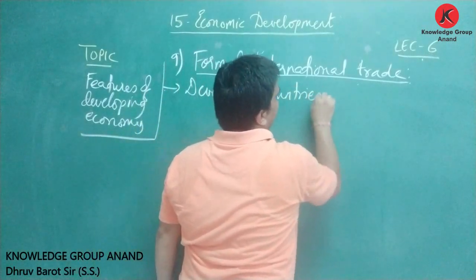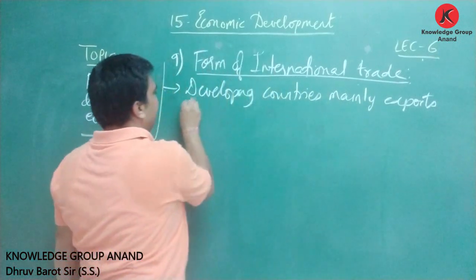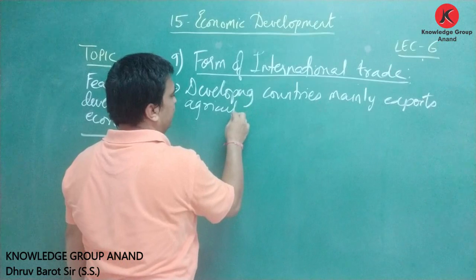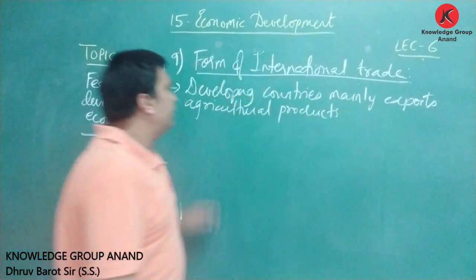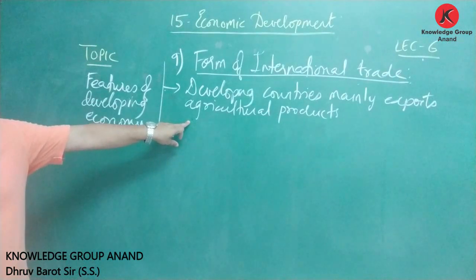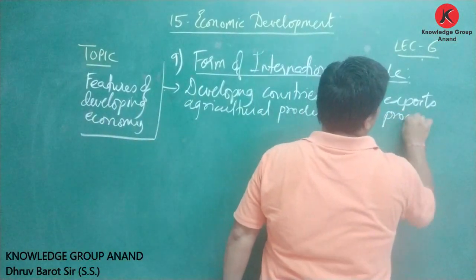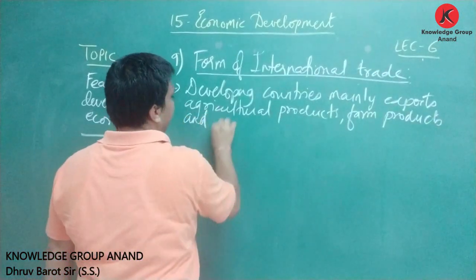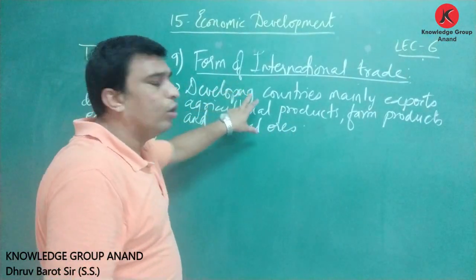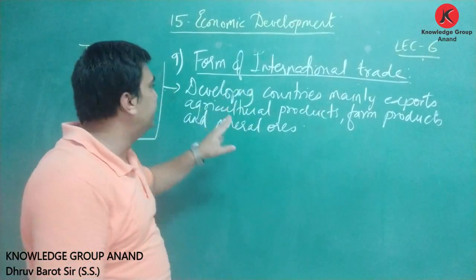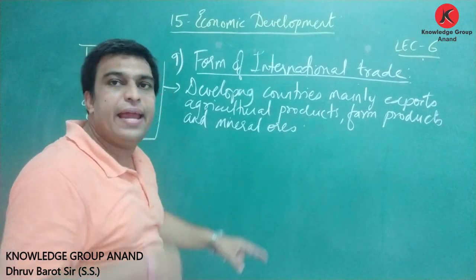Here it is said, developing countries mainly export agriculture products. Developing countries mainly export agriculture products, farm products, and mineral ores. Friends, if you look at the international trading of developing economies, developing countries mainly export agriculture products, that is agro products we can say.